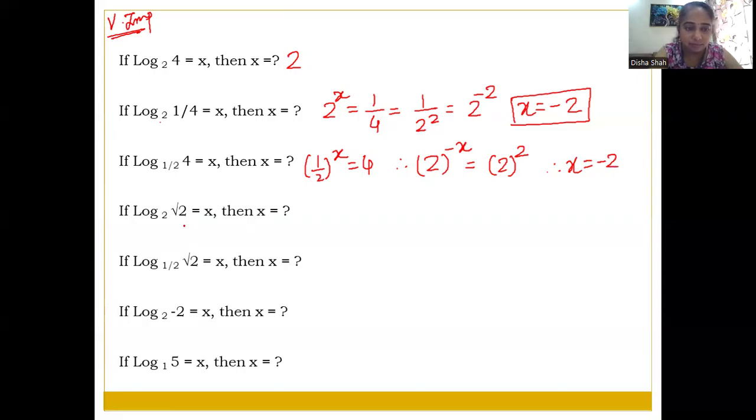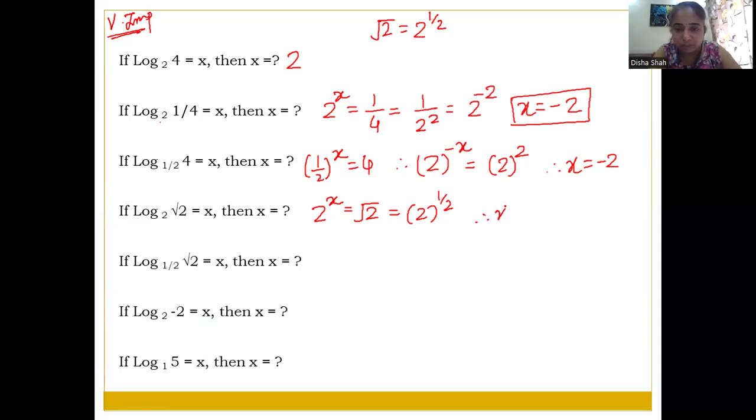Next. Log of root 2 to the base 2 is equal to x. So what is the value of x? So 2 raised to x is equal to root 2. Okay. Root 2 can be written as 2 raised to half. Whether you write square root of 2 or 2 raised to half, it is exactly the same. So 2 raised to x is equal to 2 raised to half. So we can say that x is equal to half.